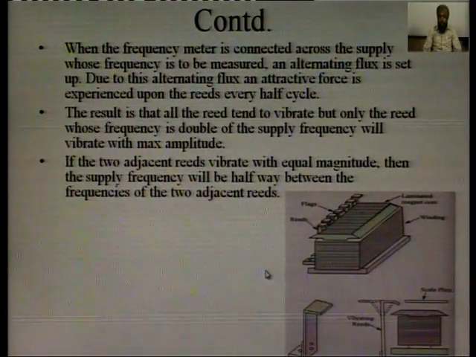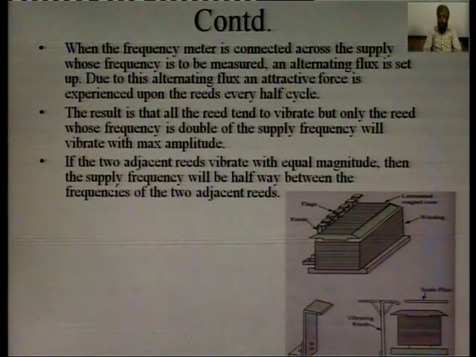When the frequency meter is connected across the supply whose frequency is to be measured, an alternating flux is set up. Due to this alternating flux, an attractive force is experienced upon the reed every half cycle. The result is that all the reeds tend to vibrate, but only the reed whose frequency is double of the supply frequency will vibrate with the maximum amplitude. If two adjacent reeds vibrate with equal magnitude, then the supply frequency will be halfway between the frequencies of the two adjacent reeds.